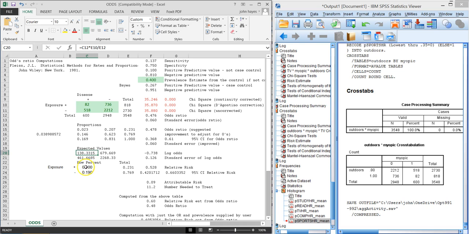We can look at the row percent. That's for those that spent time outdoors, 10% of them were myopic. For those who were indoors, 19% were myopic. So again, you get this sense of protection.